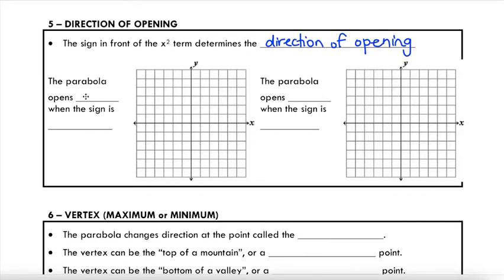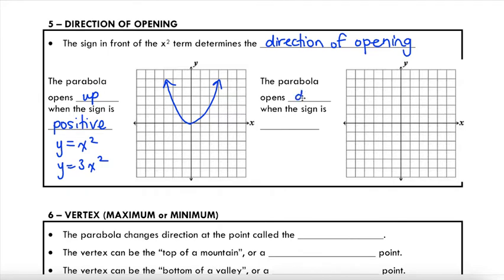So the parabola opens up when the sign is positive. An example might be y equals x squared or y equals 3x squared. So if it opens up, that means our value in front of the x squared is positive.